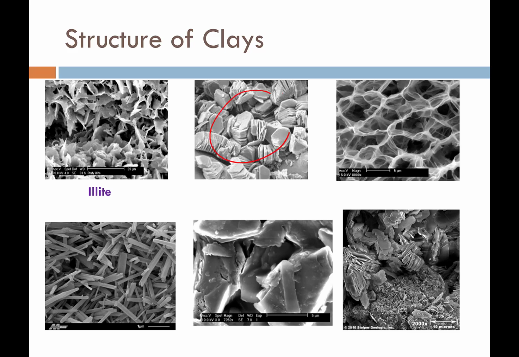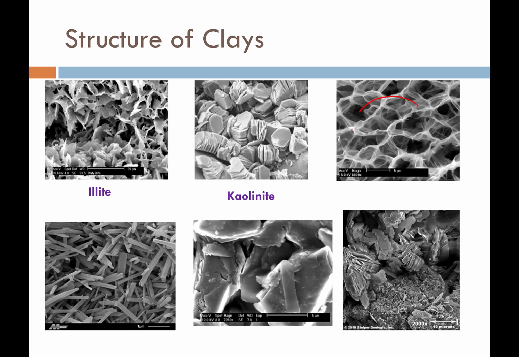The second image on the top shows very uniform flakes, very uniform sheets that are tightly stacked together. They almost look like a stack of Post-it notes or something. This type of clay is kaolinite. Very tightly stacked minerals that are linked together with hydrogen bonds.